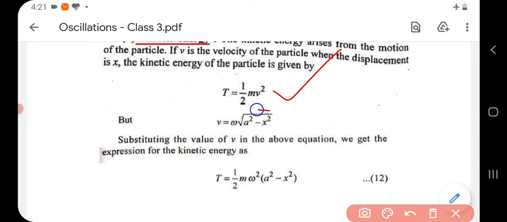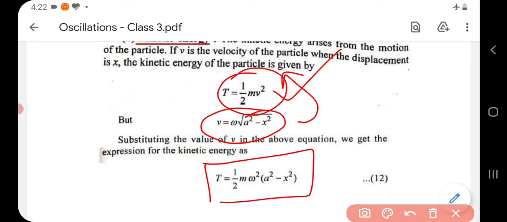Okay, but in the last class we have already derived an expression for the velocity of a particle executing simple harmonic motion. What was it? v is equal to omega into root of a square minus x square. Just as we derived for acceleration, minus omega square x, we have derived an expression for velocity also, which is v equal to omega into root of a square minus x square. Just substitute this value of v in this equation. Then your T, that is T stands for kinetic energy, will become half m omega square into a square minus x square.